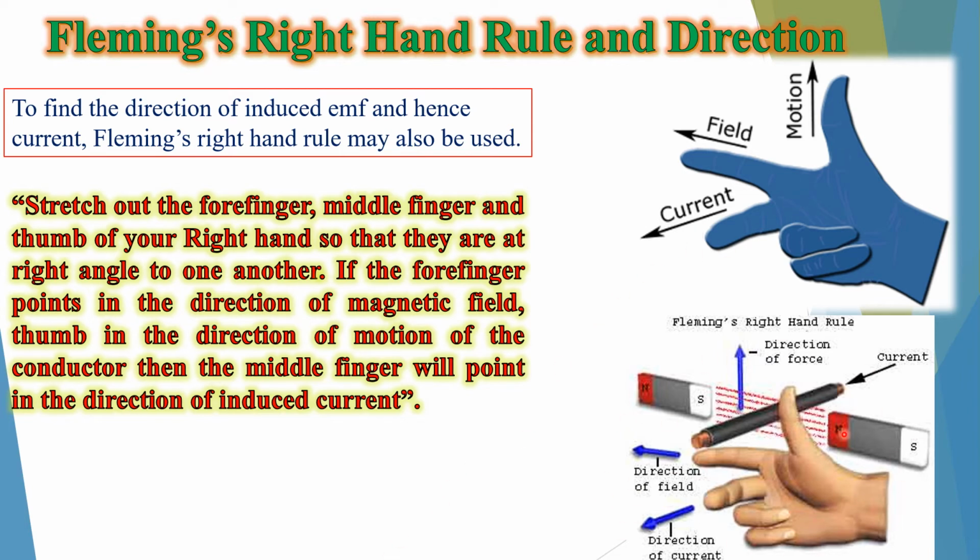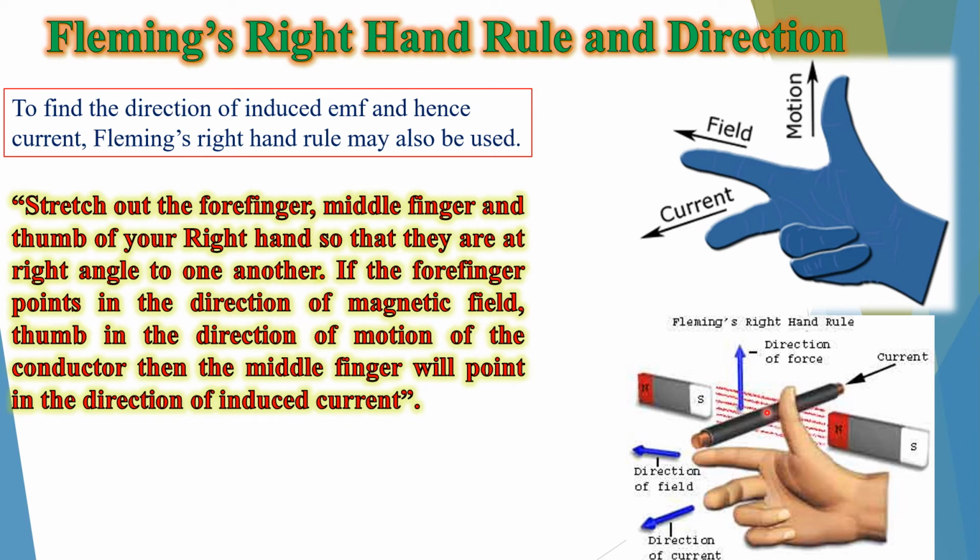Here we have another example. We have magnetic field and a current carrying conductor is placed in this magnetic field. So our right hand can be used to determine the direction of induced current.